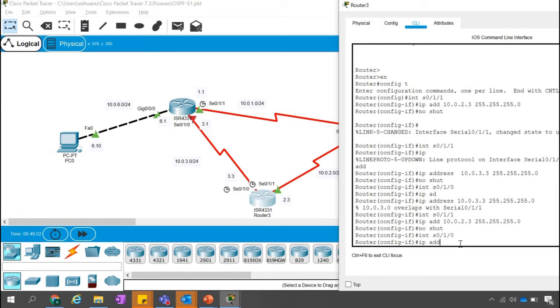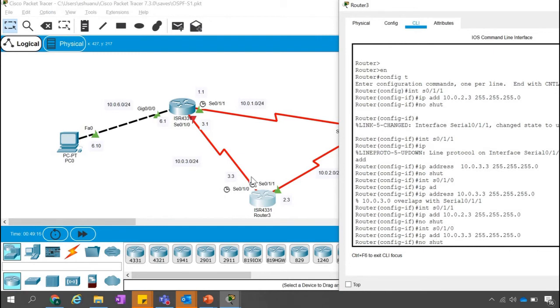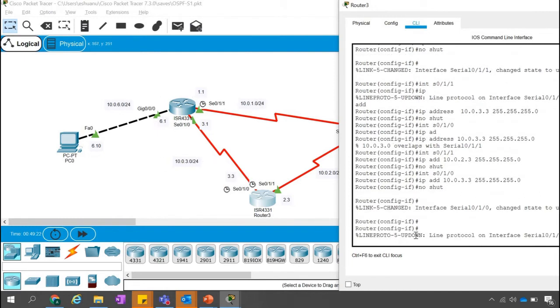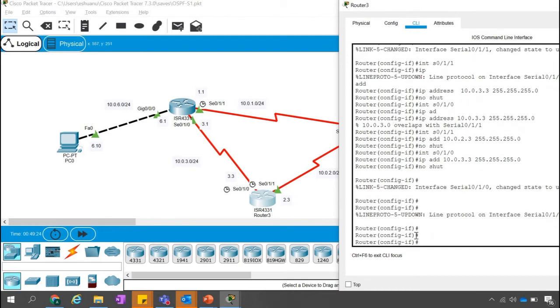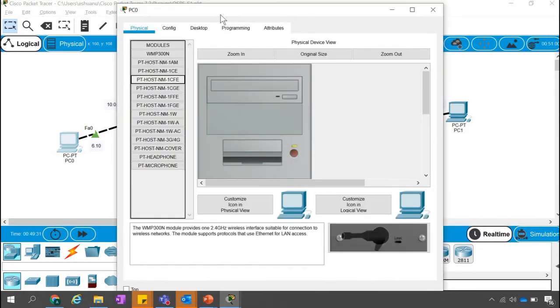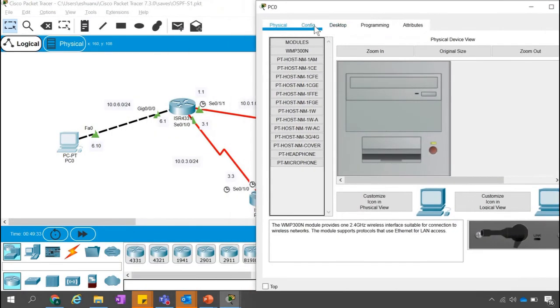And now we come to our 0/1/0. 0/1/0 IP address 10.0.3.3, 255.255.255.0, no shut, right? So yep, it's up now. That's perfect. So now we have just configured the basic interfaces. We have not configured the IP addresses on the computers, so let's configure that as well.